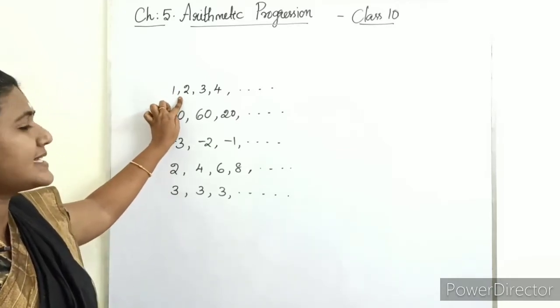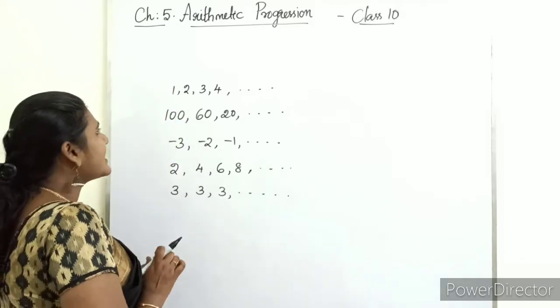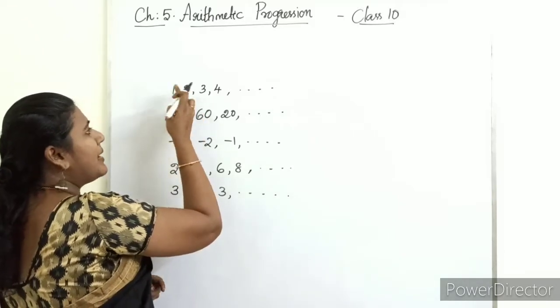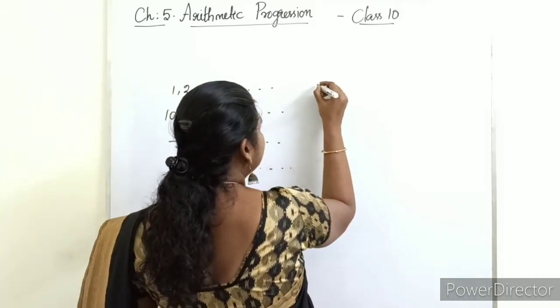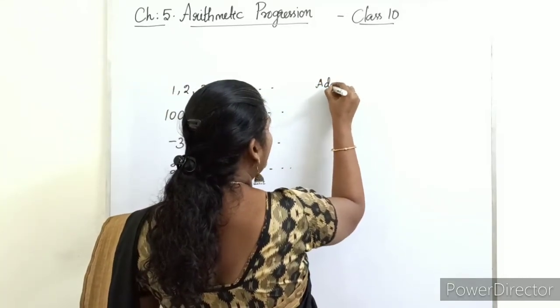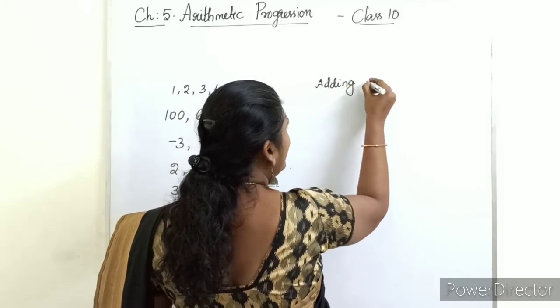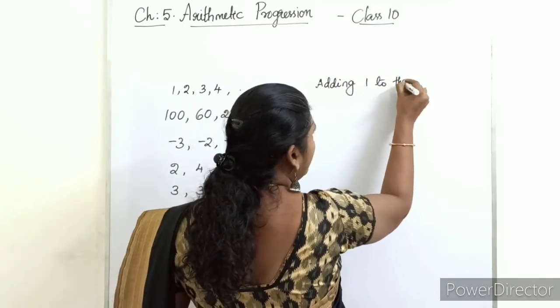In the first example, we are getting the second number by adding 1 to the first number. So we are getting the second number by adding 1 to the previous number.